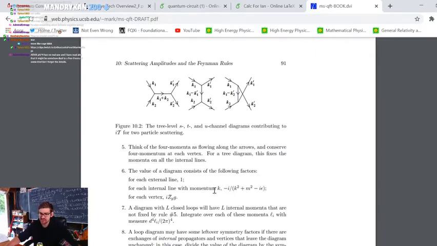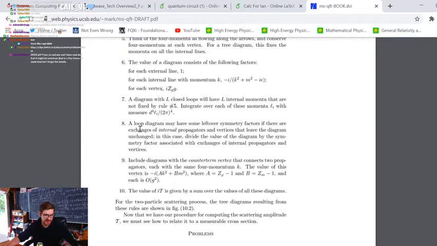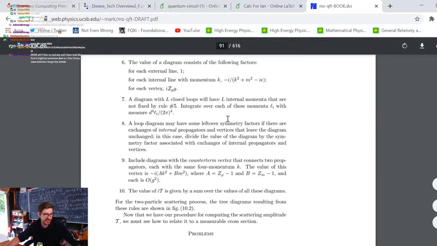These are so much easier than the diagrams that we talked about before. Then we get back into some renormalization stuff down here, but the rest is pretty easy. A diagram with L closed loops will have L internal momenta, so we can do some loops, and then we just have to add some terms to it. A loop diagram may have some leftover symmetry factors, so we have to remember those and account for them.